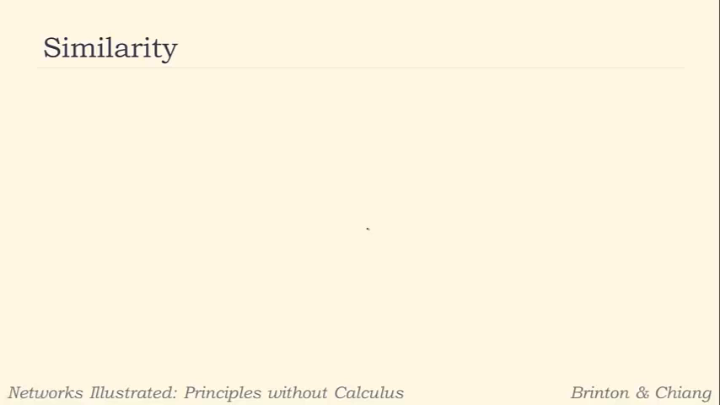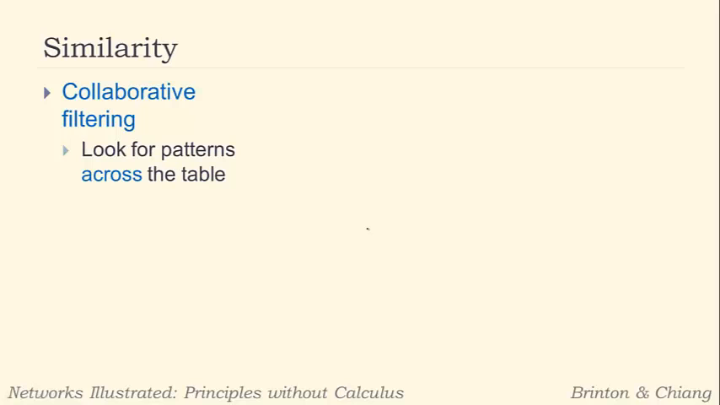A very similar technique is used to do that. The main idea here, and the technical term for it, is collaborative filtering, where we look for patterns across the table rather than just treating the rows and columns in isolation. We'll look at one of the simpler, easier ways to do collaborative filtering. There are many different ways to accomplish it.